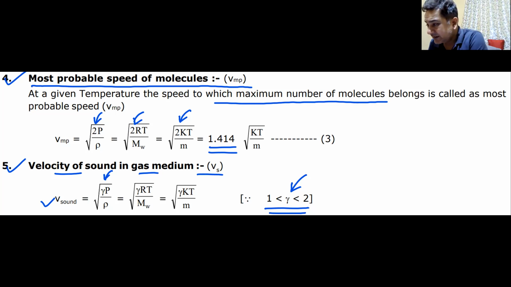All the formulas are the same. The numbers are different. In case of RMS, the number is 3. In case of average speed, the number is 8 by pi. In case of most probable speed, the number is 2. In case of velocity of sound, the number is gamma, and gamma lies between 1 and 2. Please note it down. I'll give you a minute to note it.